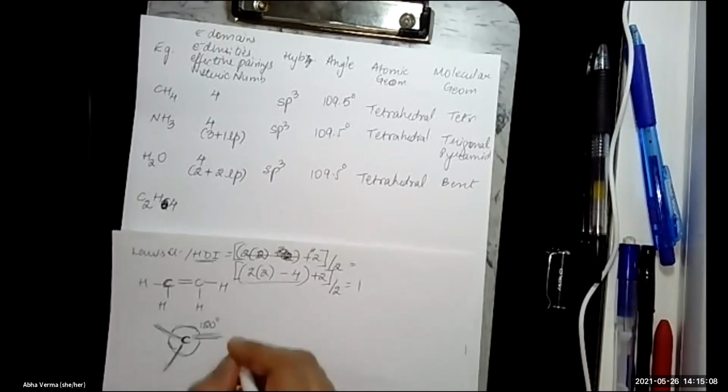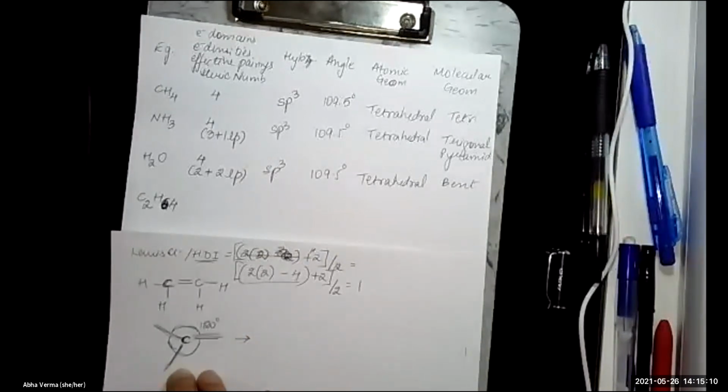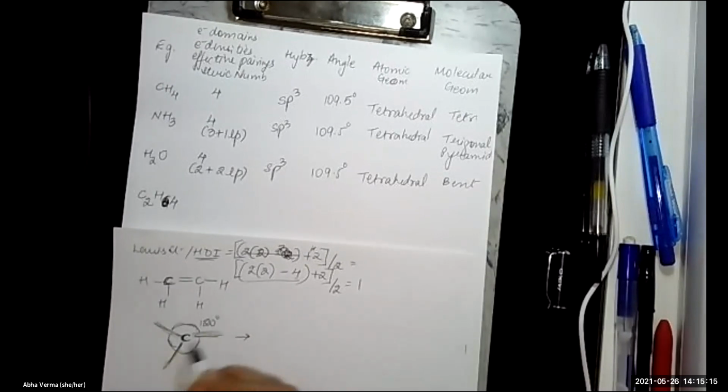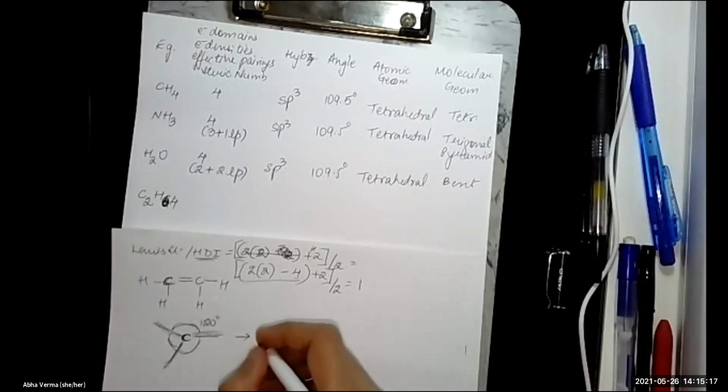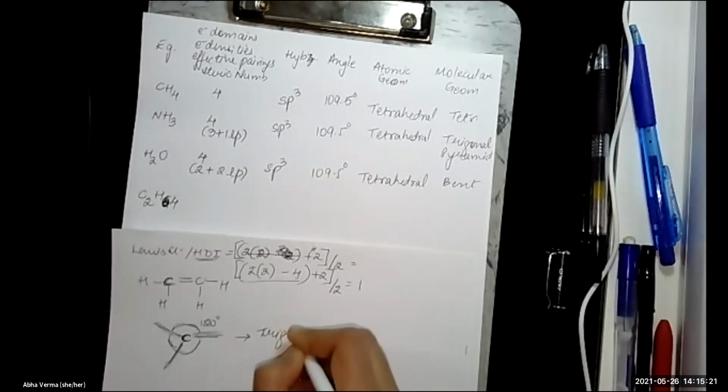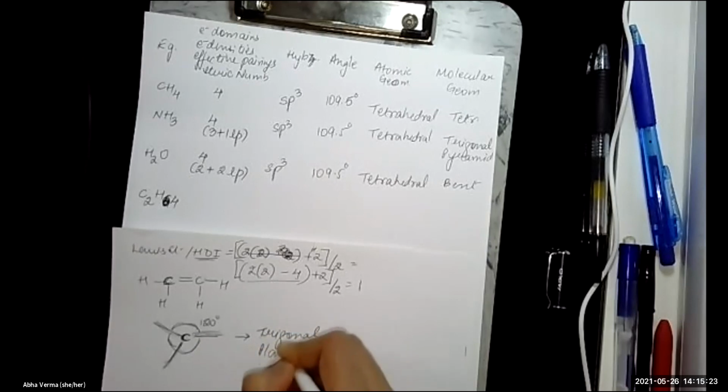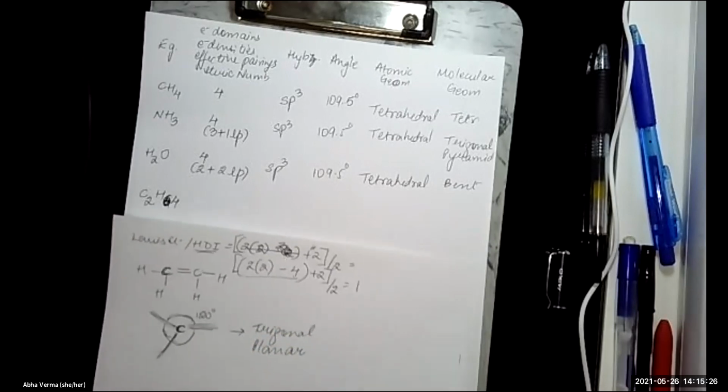Now, having a bond angle of 120 will help the 3 atoms, or 3 electron densities or electron domains, to be at the farthest distance. And hence, the structure that will generate because of these 3 domains is known as the trigonal planar structure.